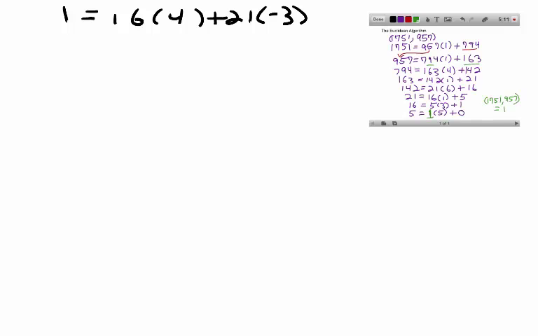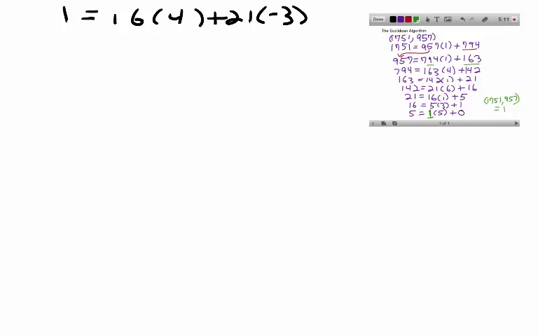We left off at 1 equals 16 times 4 plus 21 times negative 3. And I'm going to re-import our results from the original application of the Euclidean algorithm so that you can see the steps as we continue to work backwards.